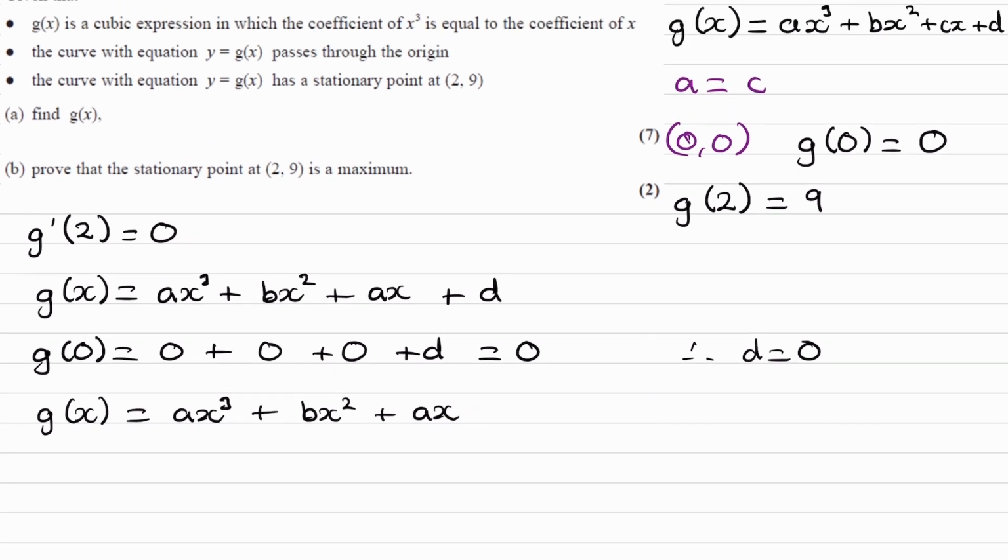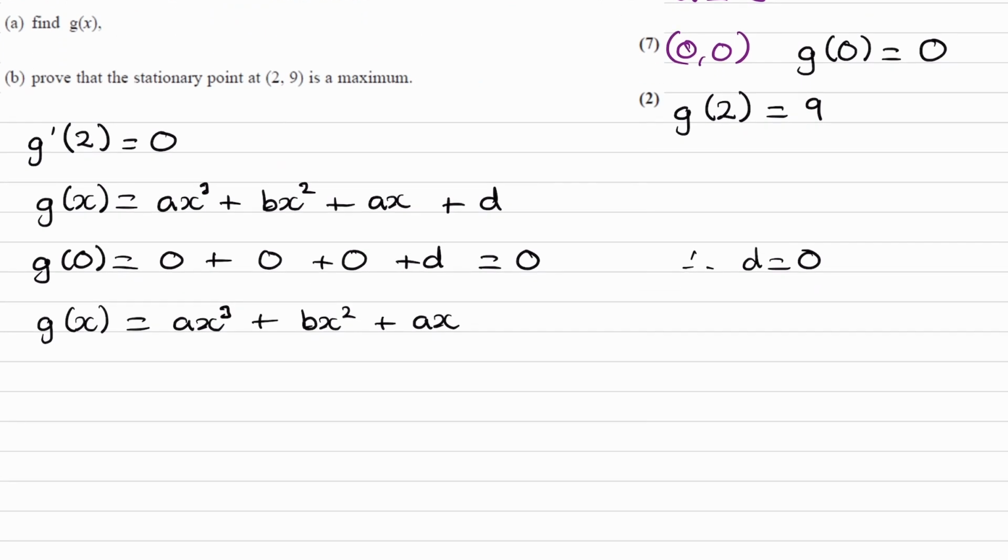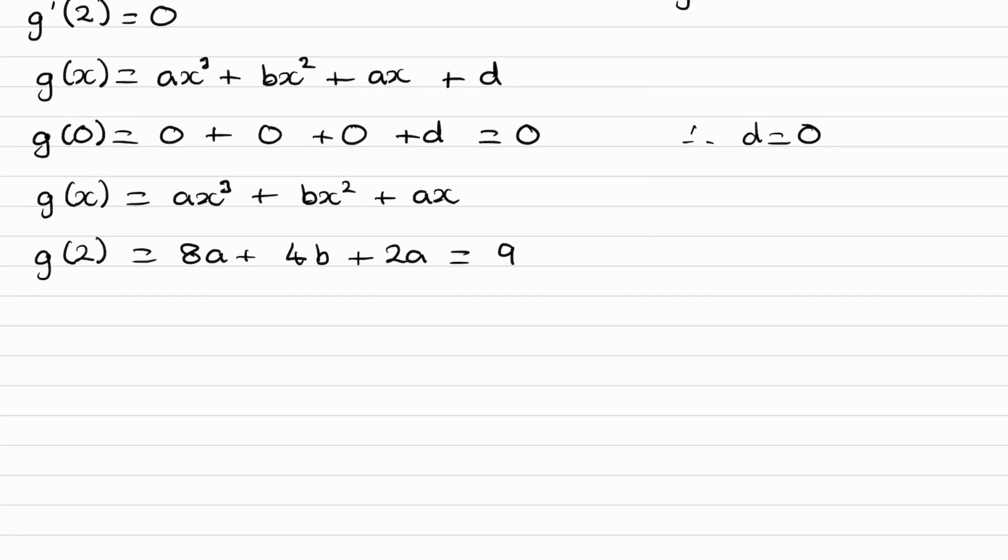And in the final point, we have two bits of information. The first was that g of 2 is equal to 9. I'll start with that. So put in 2 for x. This becomes 8a plus 4b plus 2a is equal to 9. So that's using this equation here. Simplify this, we end up with 10a plus 4b is equal to 9. I'll call this equation 1. So we can't solve this equation, we have two unknowns.